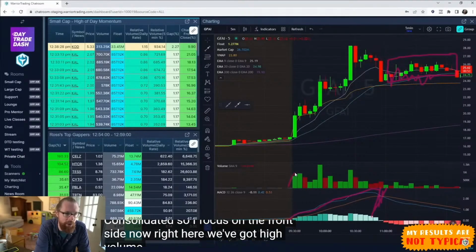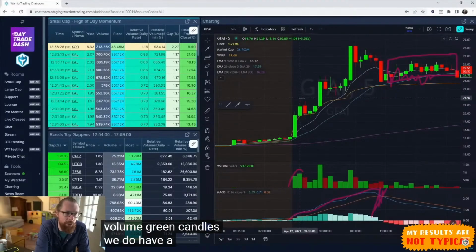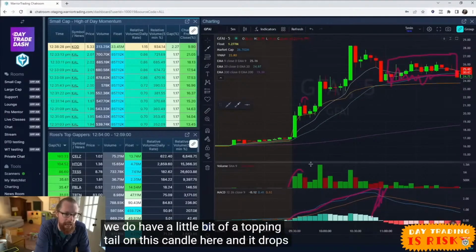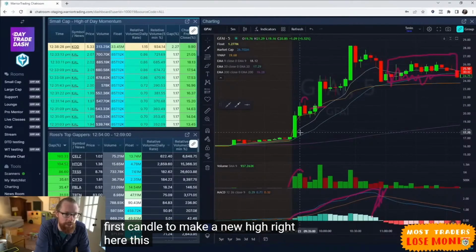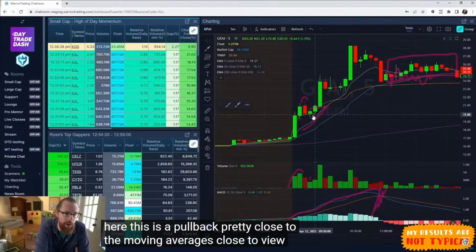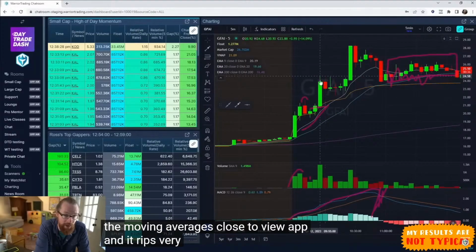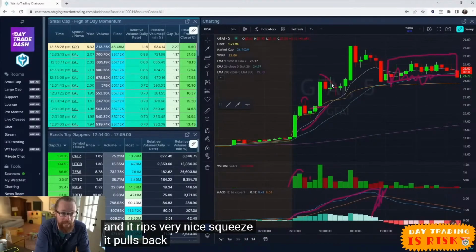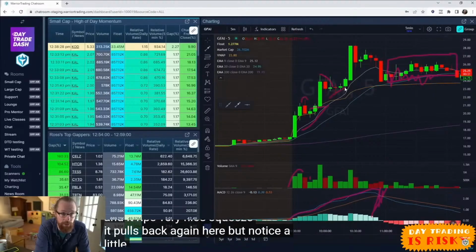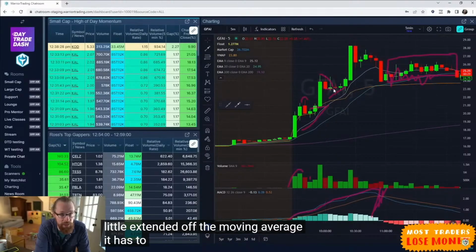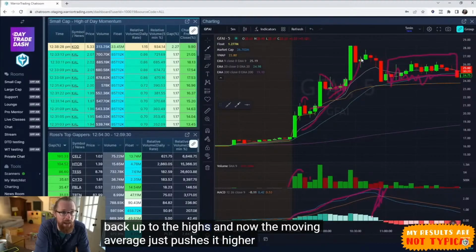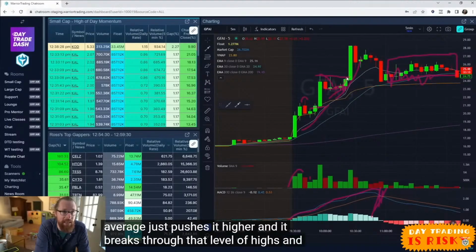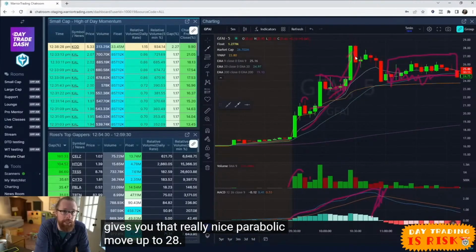Now, right here, we've got high volume green candles. We do have a little bit of a topping tail on this candle here, and it drops down. Lighter volume candle, we're going to pull back. First candle to make a new high right here. This is a pullback pretty close to the moving averages, close to VWAP, and it rips. Very nice squeeze. It pulls back again here, but notice a little extended off the moving average. It has to go sideways a little bit, and then it starts to pull away. It creeps back up to the highs, and now the moving average just pushes it higher, and it breaks through that level of highs and gives you that really nice parabolic move up to 28.